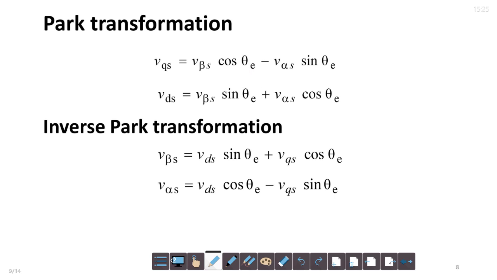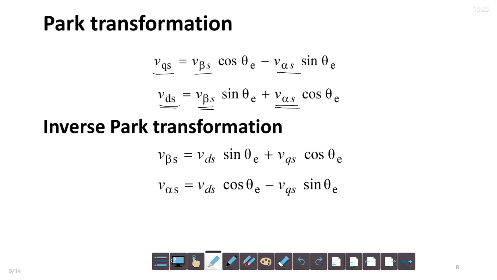These transformations are known as the Park transformation. In the Park transformation, as I have explained, we get VQS and VDS from V beta S and V alpha S. VDS is V beta S sin theta e plus V alpha S cos theta e, by resolving the components. Then the inverse Park transformation is from the synchronous rotating DQ frame to the stationary alpha beta frame.